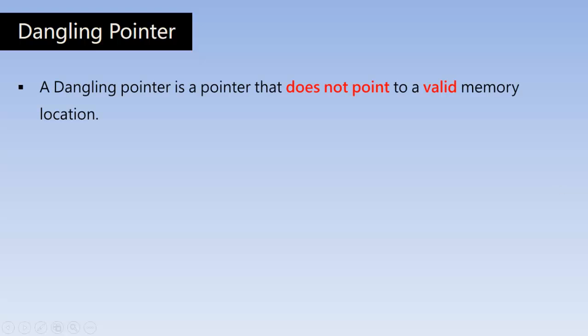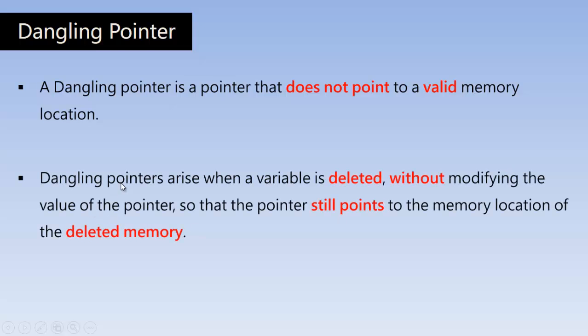A dangling pointer is a pointer that does not point to a valid memory location. Normally a pointer points to the memory location of a variable, but the dangling pointer doesn't. A dangling pointer arises when a variable is deleted without modifying the value of the pointer, so that the pointer still points to the memory location of the deleted variable.